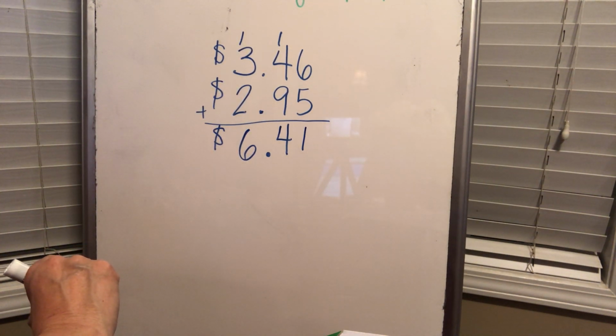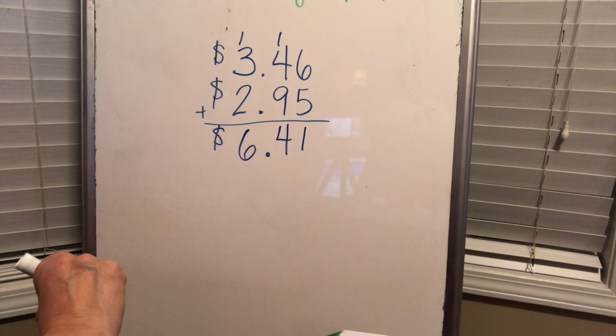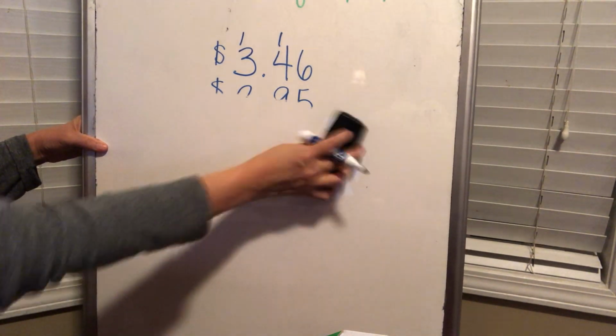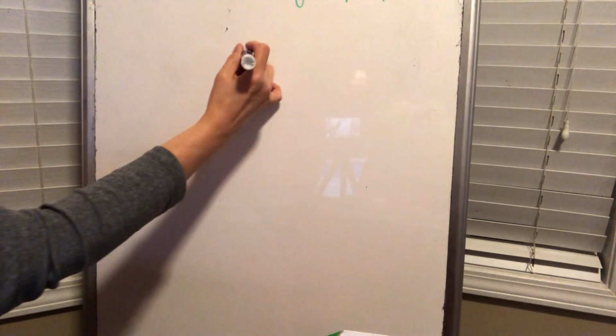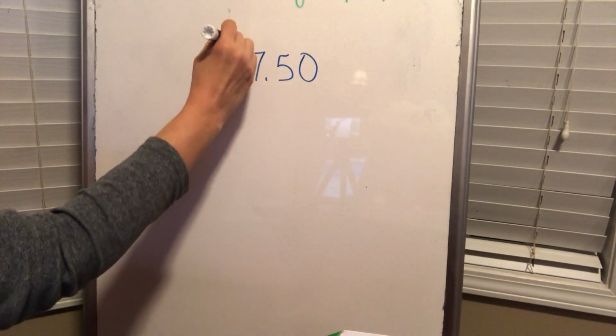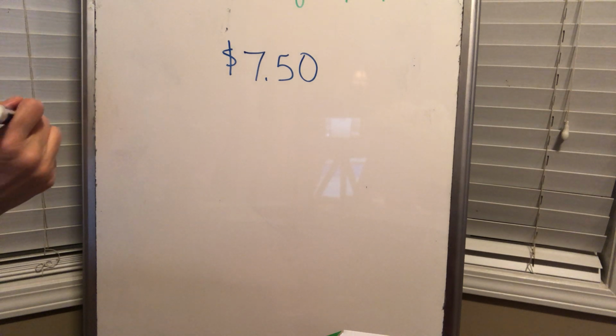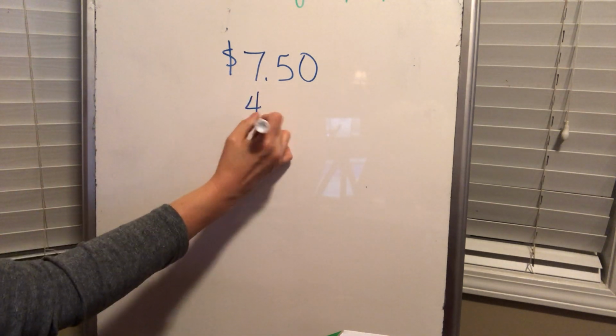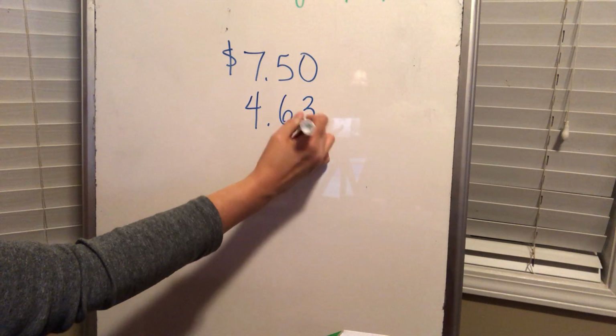You might even want to have your mom or dad or whoever's helping you during these assignments check and make sure that you've lined them up correctly, because once they're lined up right, you're going to have a lot better chance of getting the right answer when you're adding and subtracting. Let's go ahead and do a subtraction one too. Okay, subtraction, let's do $7.50. Like I said, don't forget your decimal point and your dollar sign, minus $4.63.